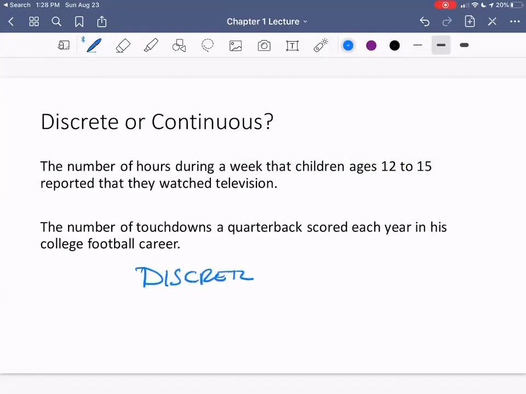All right, so our discrete here is the number of touchdowns, which makes the number of hours during a week that children ages 12 to 15 report they watch television continuous. The reason why that is continuous is because it can be stopped at any time. For instance, I have children, and my children do not watch just 0 hours of television per week or just 1 hour. They could watch 30 minutes, which is half an hour, right? Or maybe 45 minutes, which is 3/4 of an hour. And that's maybe all they watch in a week. So that's why this is continuous and not just discrete.